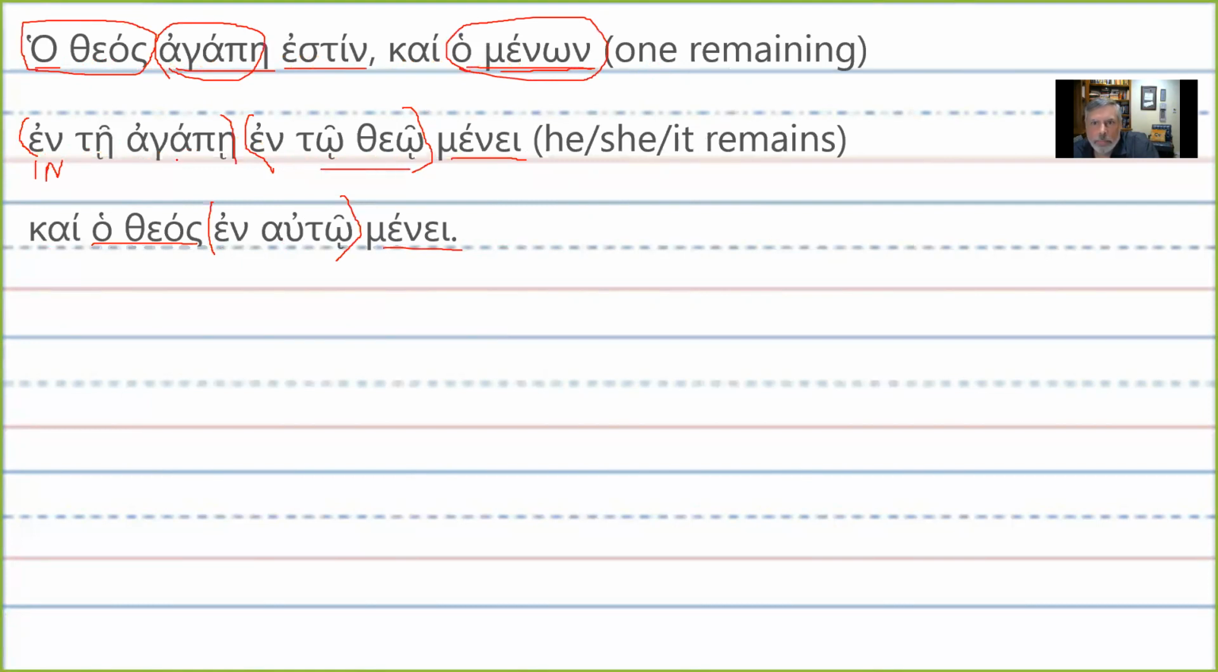remains. So the one remaining in love, in God remains, and then we have God remains and God in him remains. So a rough translation would be God is love, and the one remaining in love in God remains, and God in him remains. To smooth that out, it would simply be God is love, and the one remaining in love remains in God, and God remains in him. So hopefully that makes sense to you guys.